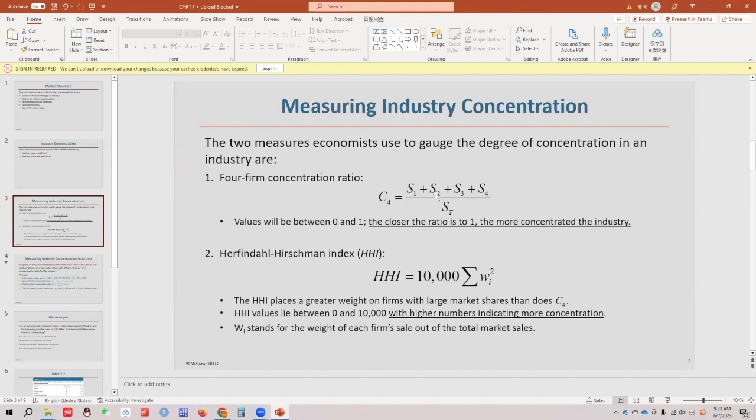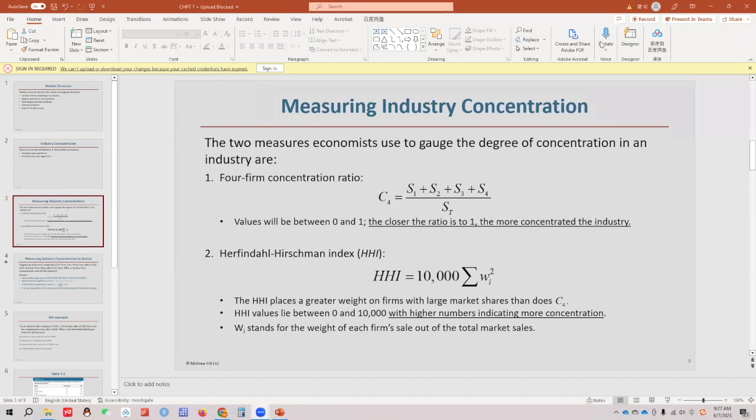Think about gas stations. We are just picking 4 gas stations on the main street. We take their sales as a proportion of the total sales of gas, say in the entire state of Utah, or in the entire United States. Then we can see the value is very small for C4. Then it demonstrates that this industry is pretty competitive.